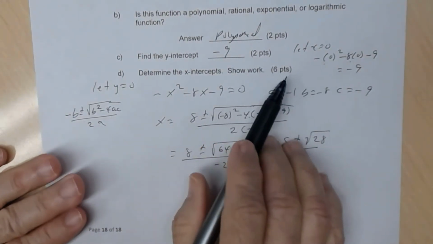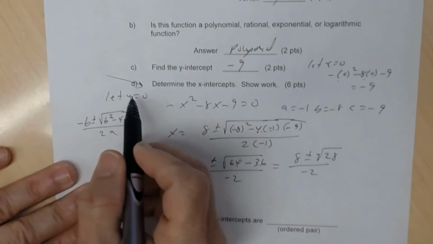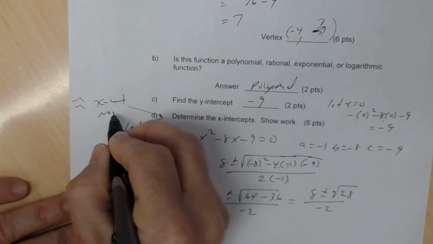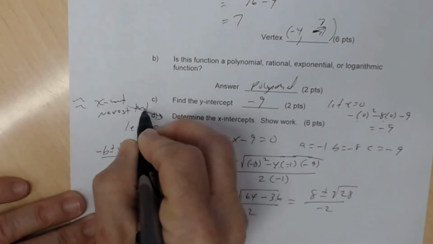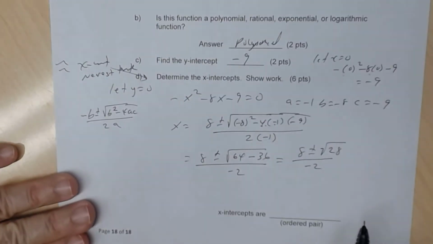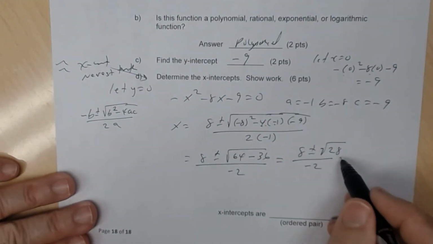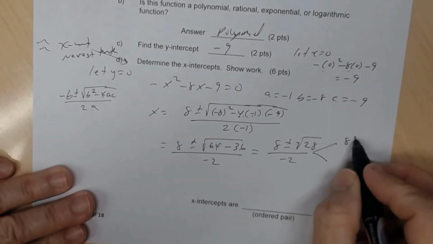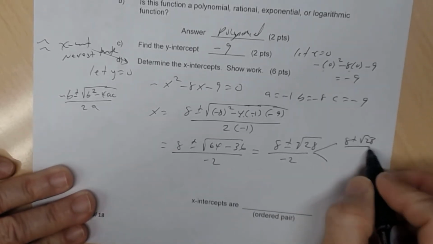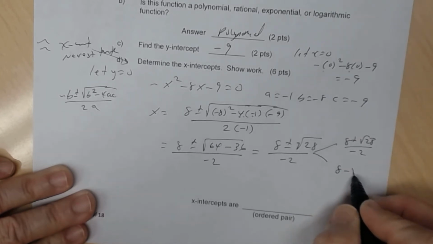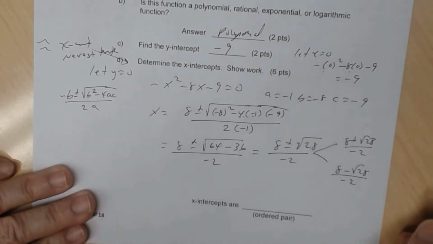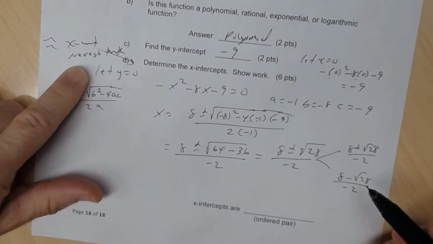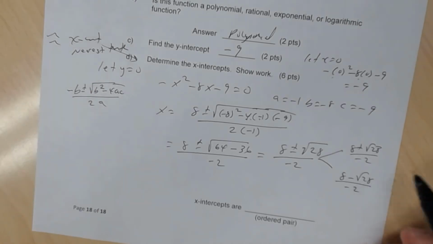Now remember, you were told to approximate the x-intercepts to the nearest tenth. That's what you're asked to do. All right, so basically the first thing you're going to do is rewrite this into two separate solutions. So I get 8 plus the square root of 28 divided by negative 2, and then 8 minus the square root of 28 divided by negative 2. So don't simplify the square root of 28. Leave it like this, since you're just asked to approximate the x-intercepts.